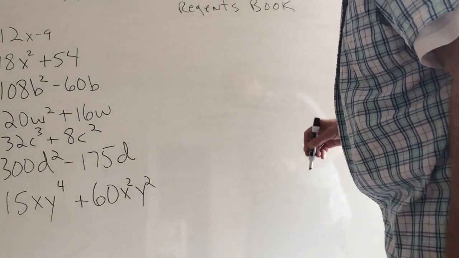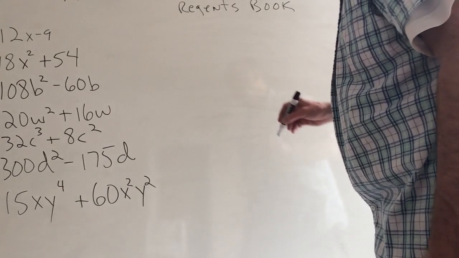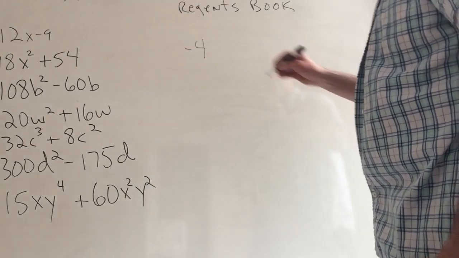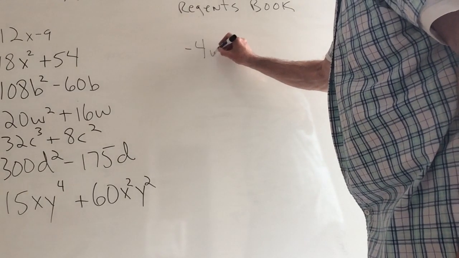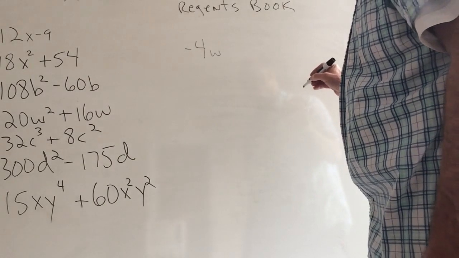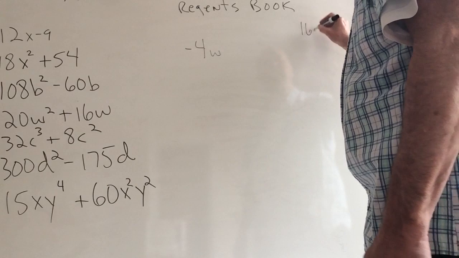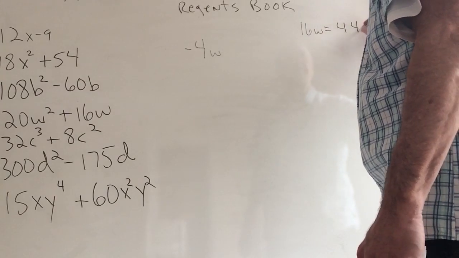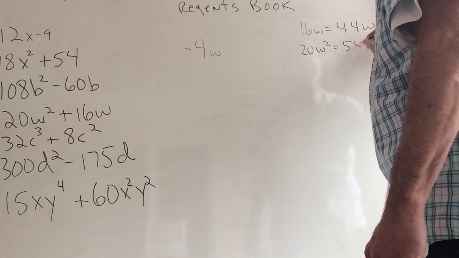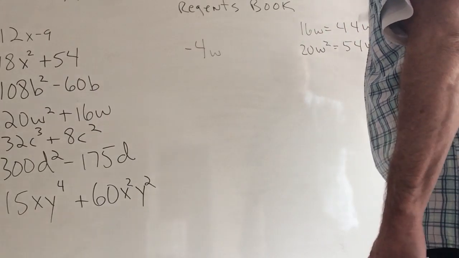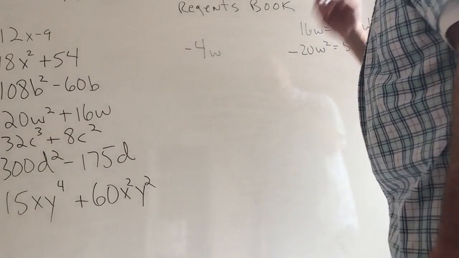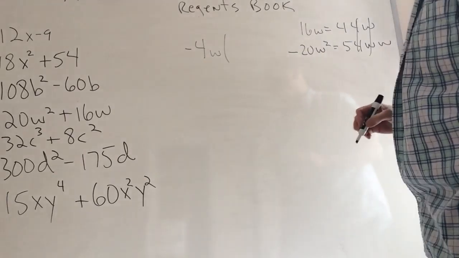Well, the GCF of 20 and 16 is obviously 4, but I'm going to put a negative 4 there because I have to somehow get by. There's the W that matches in both of them, and I could write that out if I wanted to. I mean, 16W is 4 times 4 times W, and 20W squared is 5 times 4 times W, and that justifies that, but that's a negative sign. So a negative times a positive is a negative, so that's the GCF.